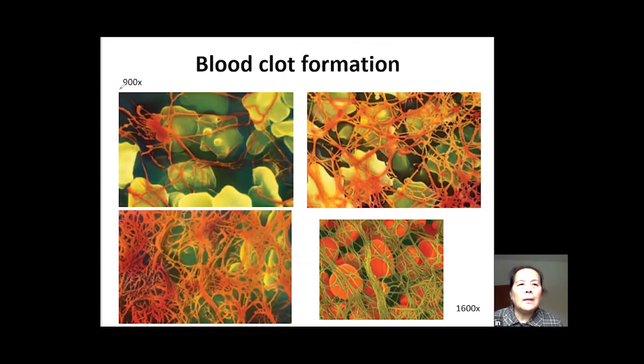The picture here comes from an electron microscope. If we magnify 900 times, we can see it like this. If we magnify even more, 1,600 times, then we can see some fibers. The red part here is red blood cells, and there are some white blood cells in there also. So that's basically platelets and their formation process.